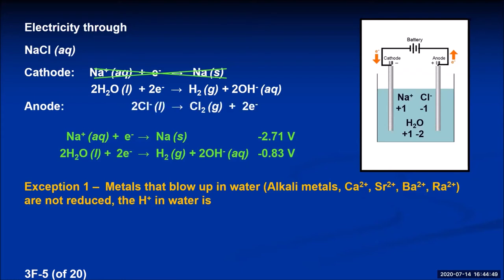So you just have to watch for reactions, for electrolytic cells, in which the dissolved salt has a metal ion that is really, really reactive. And I've listed them here. They're only the alkali metal ions or calcium, strontium, barium, radium ions. Those guys are so reactive that their reduction potentials are less than water's, so they don't get reduced and the water gets reduced instead.